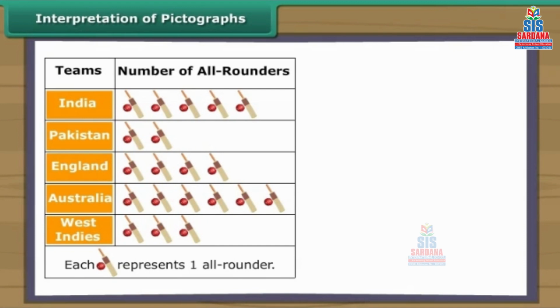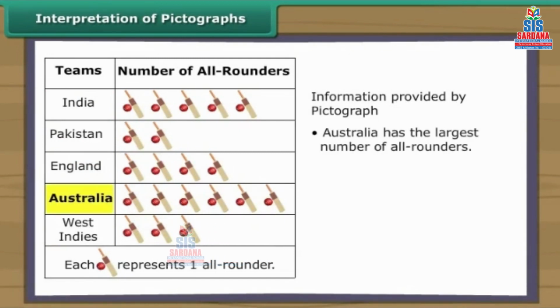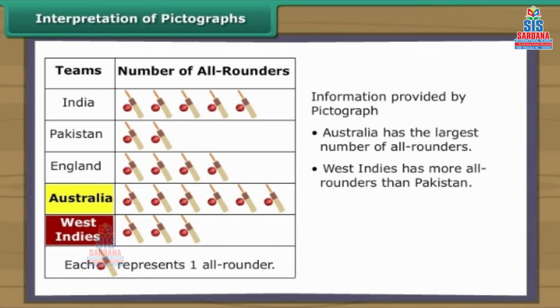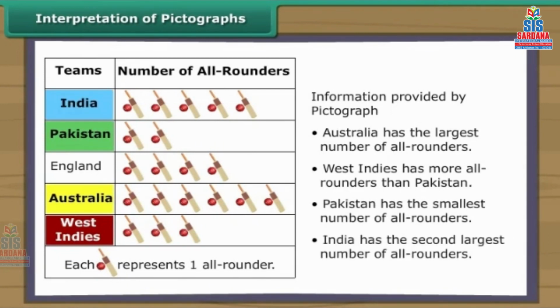This pictograph shows details of all-rounders in 5 cricket teams of the world. Each picture represents one all-rounder. It is clear from the pictograph that Australia has the largest number of all-rounders. West Indies has more all-rounders than Pakistan. Pakistan has the smallest number of all-rounders. India has the second largest number of all-rounders.